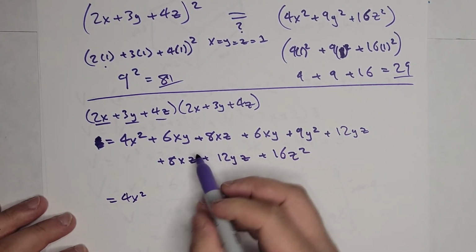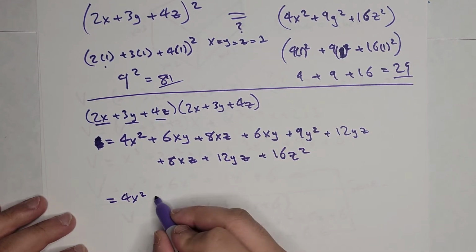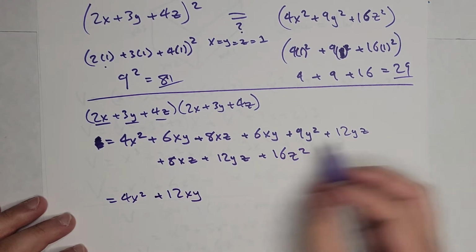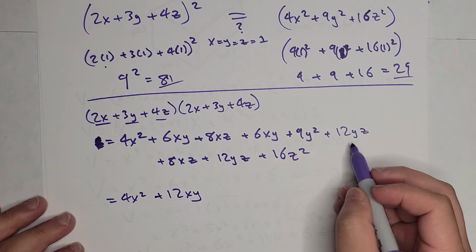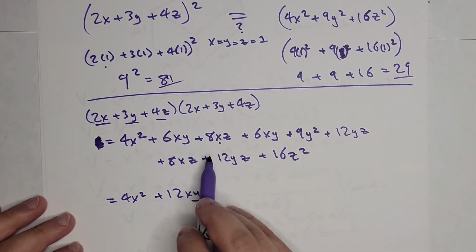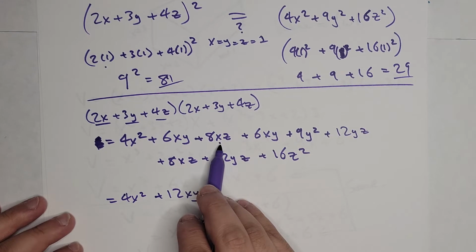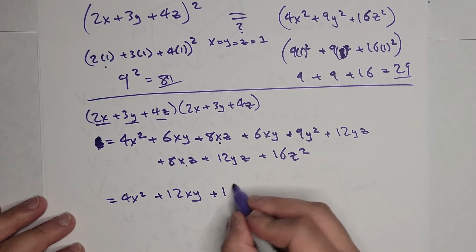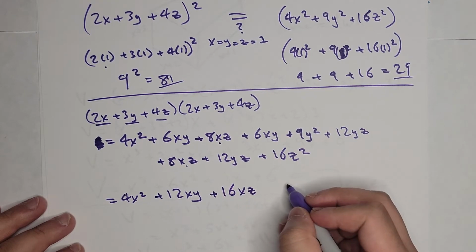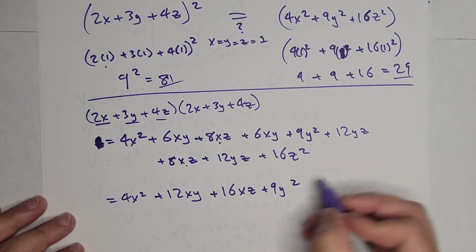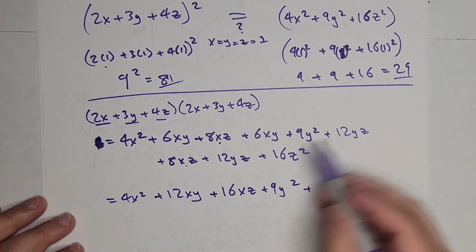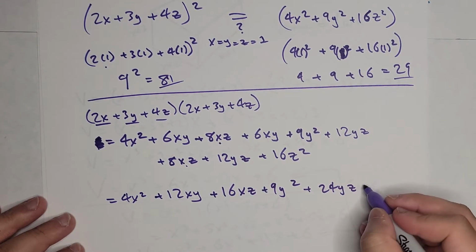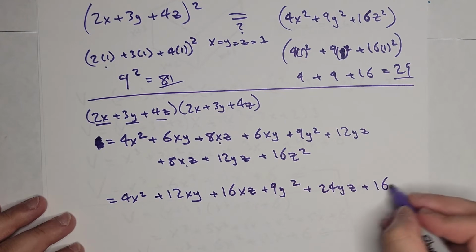And we have 6xy plus 6xy. That'll give me 12xy. And now I also have 8xz plus an 8xz here. That'll give me 16xz. I also have a 9y squared, plus 12yz plus 12yz, which gives 24yz, and a 16z squared.